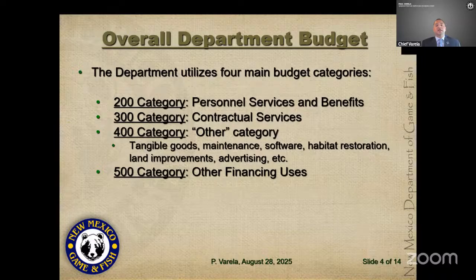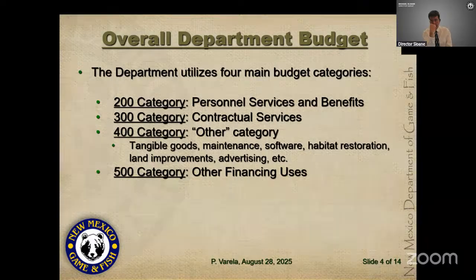This next slide is informational. It describes the overall department budget. The department has 4 main categories in which we budget. The 200 category, which is personnel services and employee benefits. This includes things like salaries, retirement, FICA, insurance, etc.